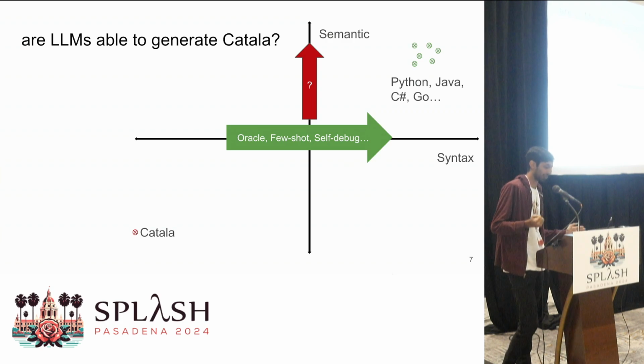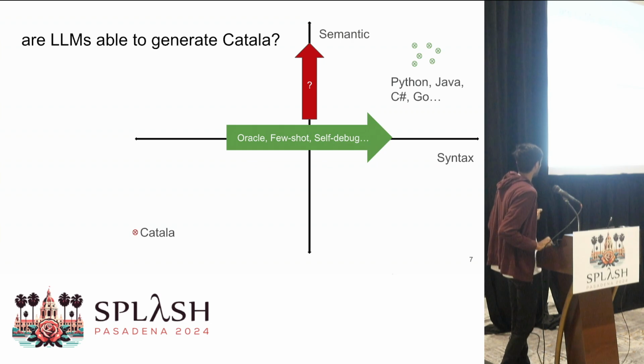And we generally observe that all these different prompting strategies, like few-shot prompting, including a few examples, or self-debugging, allowing the compiler to return an error message and reprompting the LLM, or providing better documentation in the context window, overall improve the syntactic validity of the LLM-produced Catala code, but didn't really change the semantics that much.